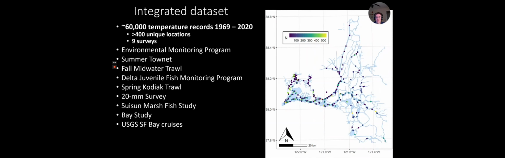They include the Environmental Monitoring Program, Summer Townet, Fall Midwater Trawl, Delta Juvenile Fish Monitoring Program, Spring Kodiak Trawl, 20 millimeter Survey, Suisun Marsh Fish Study, Bay Study, and the USGS San Francisco Bay Cruises. We also included flow data from the Dayflow model of delta hydrology produced by the Department of Water Resources. And from this model, we took the inflow values as well as the precipitation.